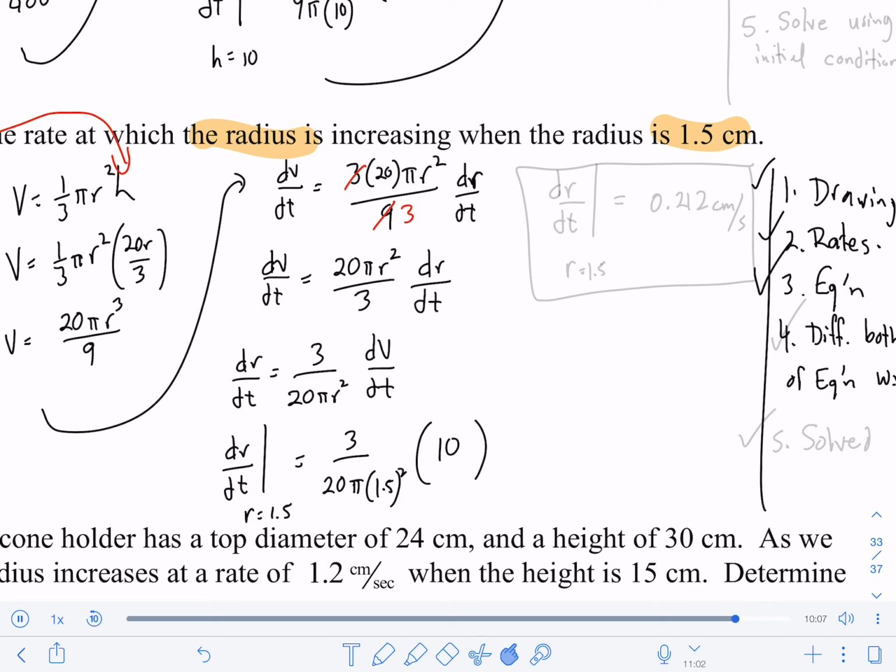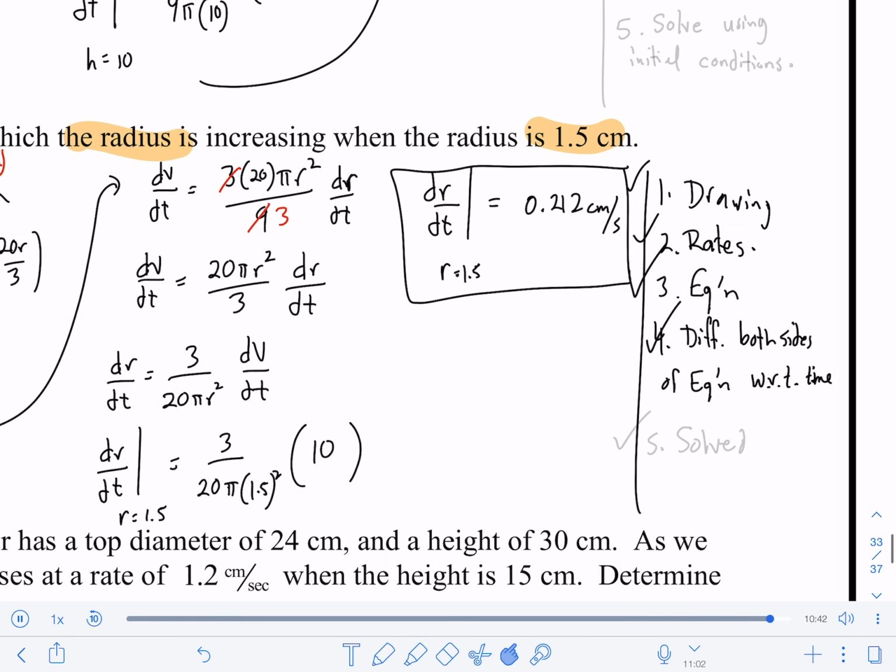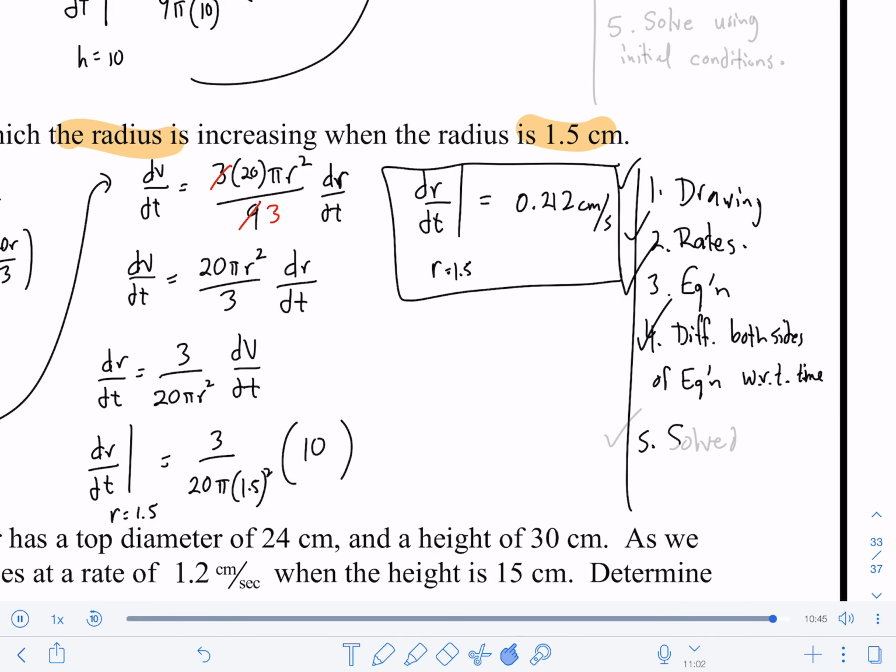Okay, so I'm reaching for my calculator again. I've got 30 divided by 20 pi and 1.5 squared. And I get dr/dt evaluated when r is 1.5 centimeters is 0.212, and this again is centimeters per second. And so we've differentiated, and now finally we've solved. Ta-da!